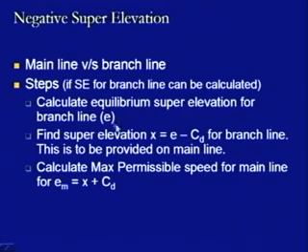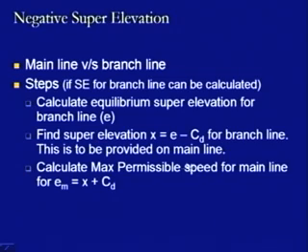Now, whatever is the condition, in this example we are taking the condition where the speed is given for the branch line, and therefore we have computed the equilibrium super elevation for the branch line, that is E. Now, we find the super elevation value x, some tentative value which is defined as E minus CD, and this value CD is known as cant deficiency, where the value of cant deficiency has been defined for different tracks.